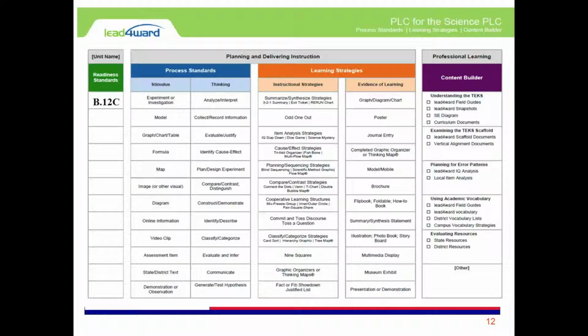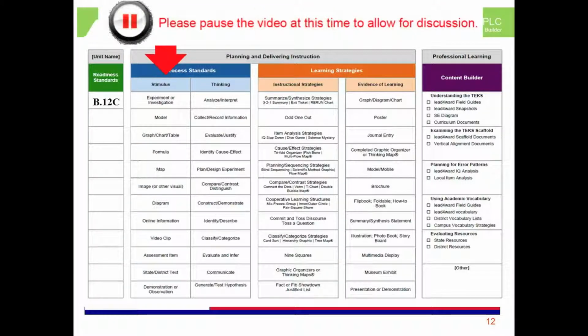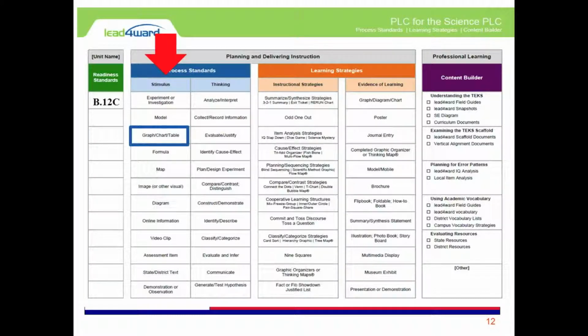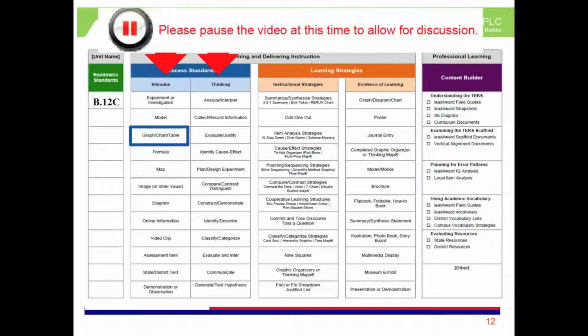Take time now to discuss what stimulus could be used to address B12C. For today's purpose, we have selected graph, chart, and table. Next, discuss 2 to 5 thinking opportunities for students to demonstrate their thinking. This will occur every 8 to 10 minutes during the whole group instruction. Please pause the video now to discuss a thinking strategy.